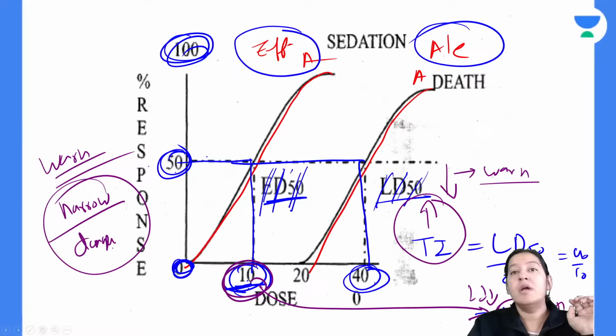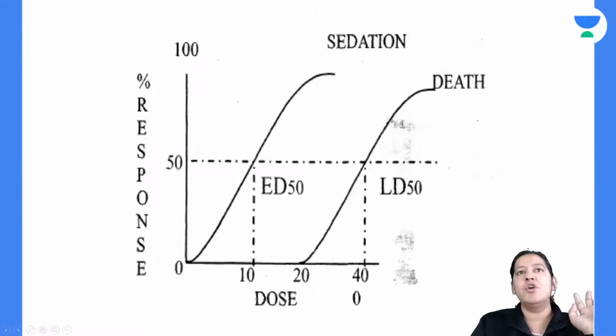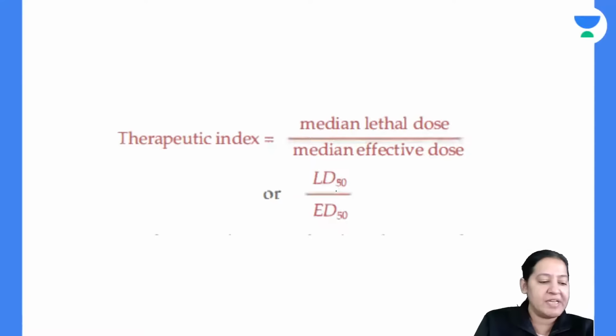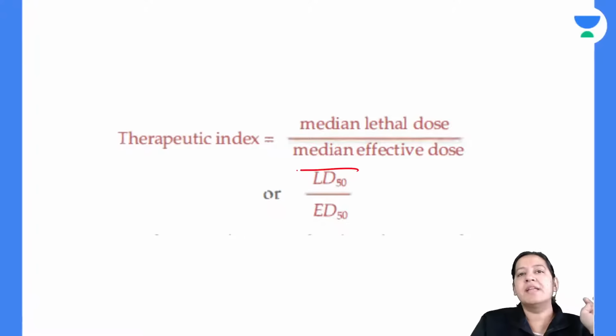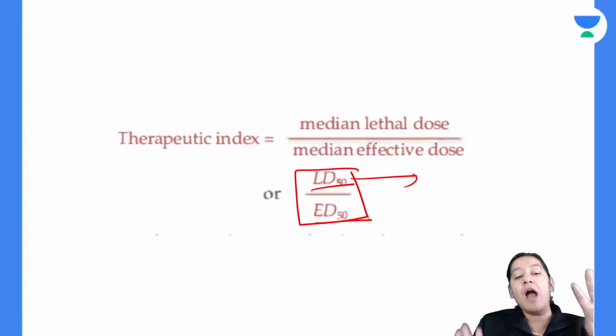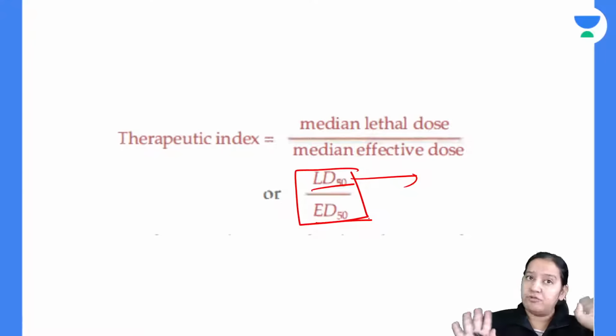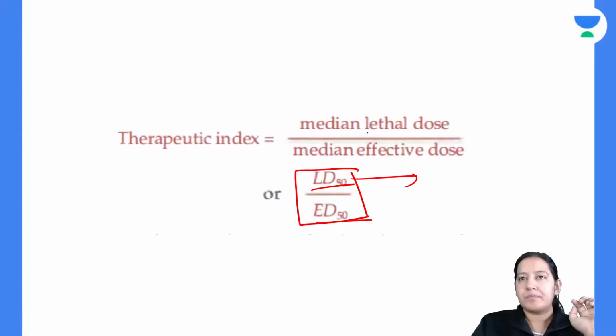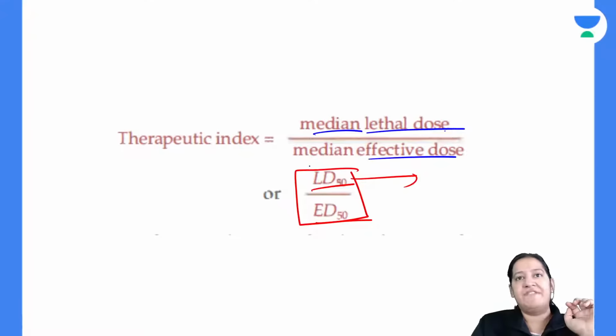No, Pranali, it is not ED50 by LD50. It is LD50 by ED50. See the numerator, see the denominator. Again I am repeating: it is LD50 by ED50. The numerator is LD and the denominator is ED. You have to learn it anyhow. That is lethal dose 50 and effective dose 50.